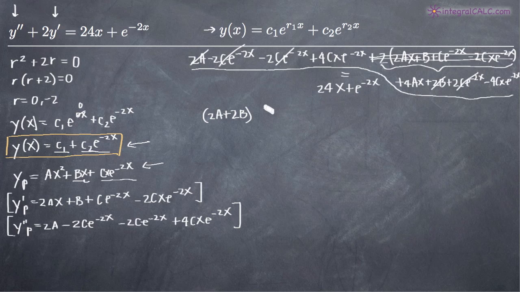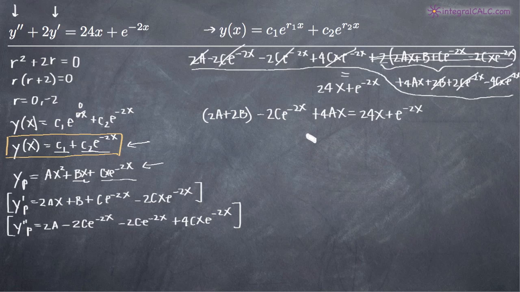So we're back to minus 2c e to the negative 2x for those three terms. Then we have plus 4cx e to the negative 2x minus 4cx e to the negative 2x. So these are going to completely cancel. And the only other thing we have is plus 4ax equals 24x plus e to the negative 2x.